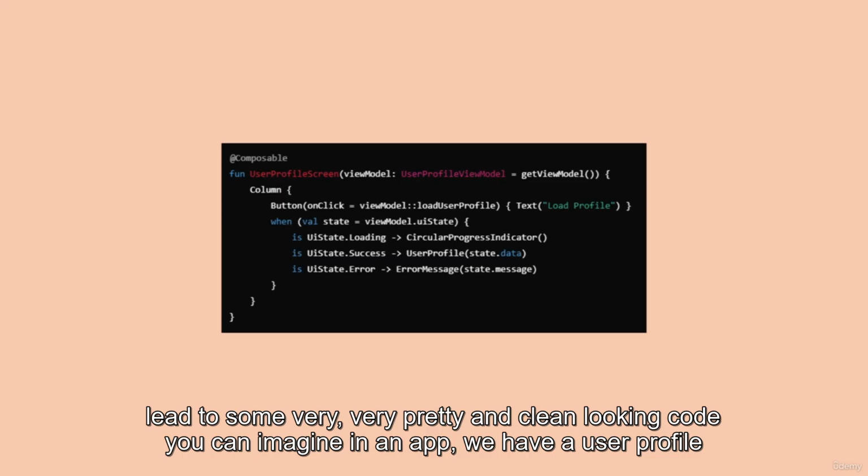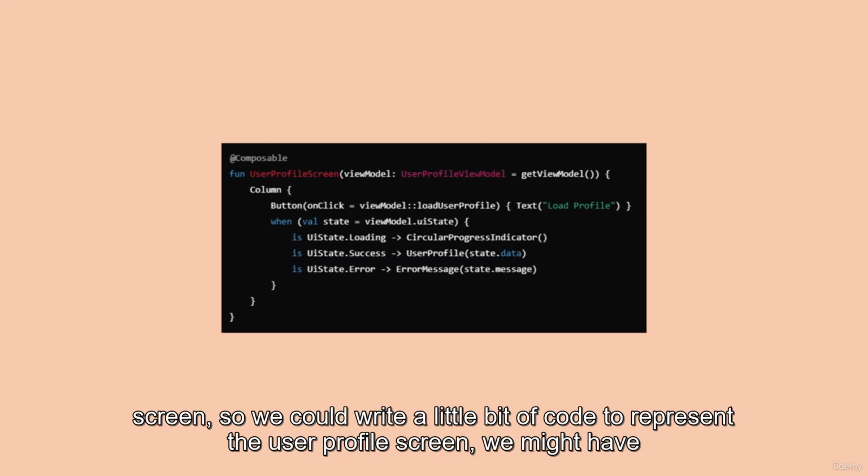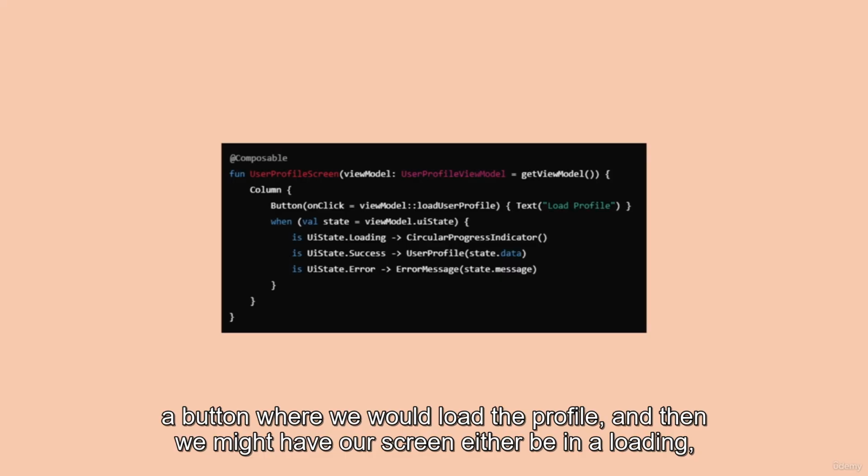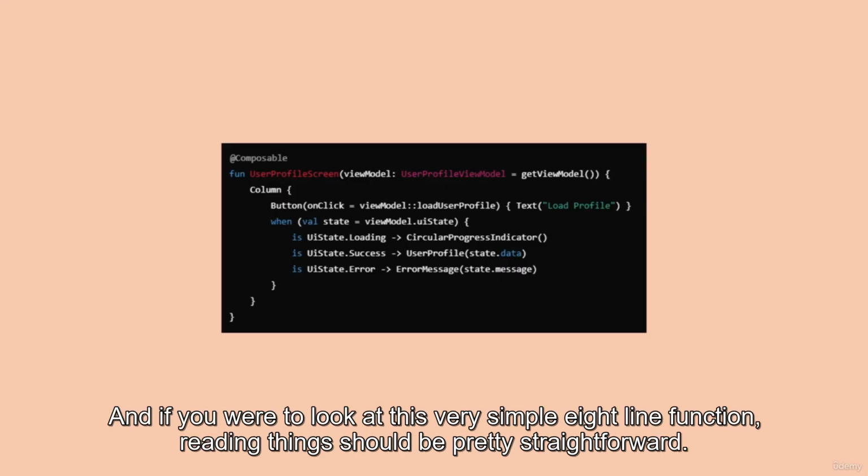You can imagine in an app we have a user profile screen, so we could write a little bit of code to represent the user profile screen. We might have a button where we would load the profile, and then we might have our screen either be in a loading, a success, or an error state. And if you were to look at this very simple 8-line function, reading things should be pretty straightforward.